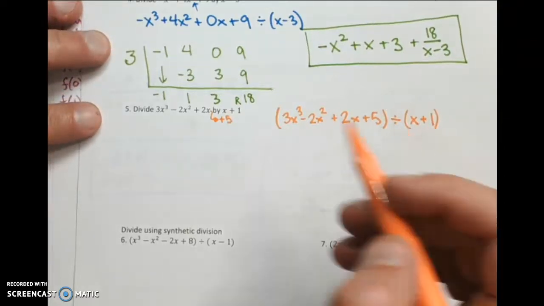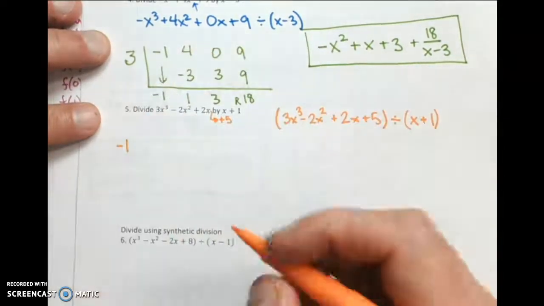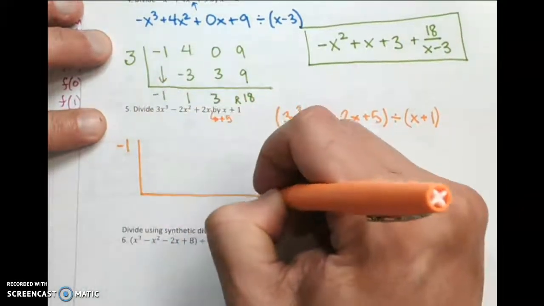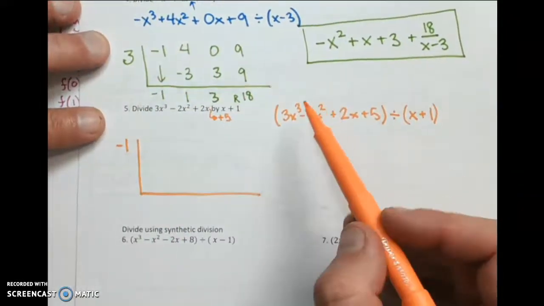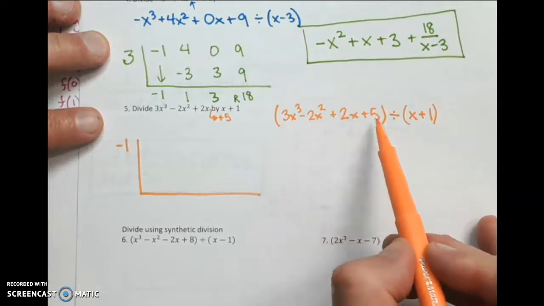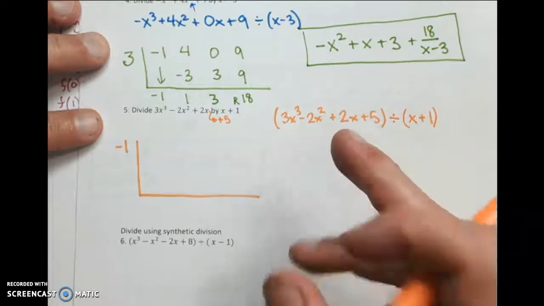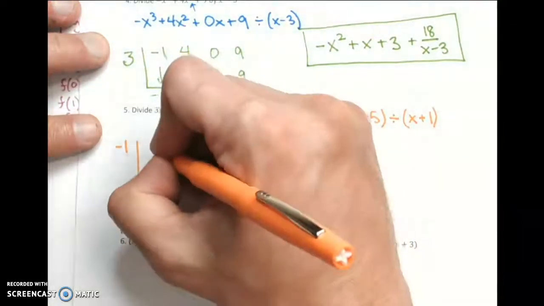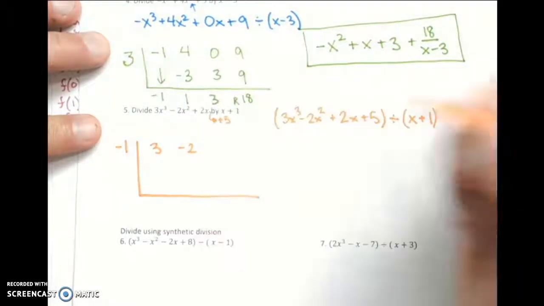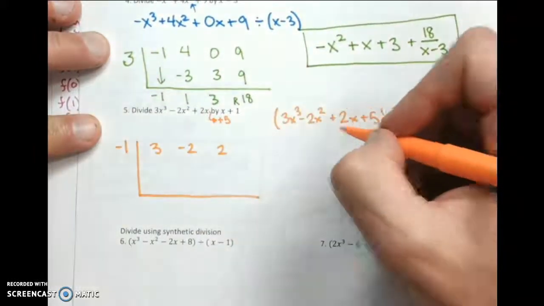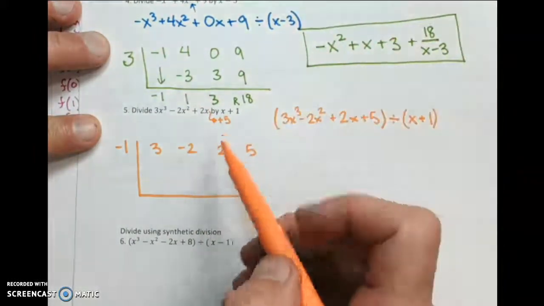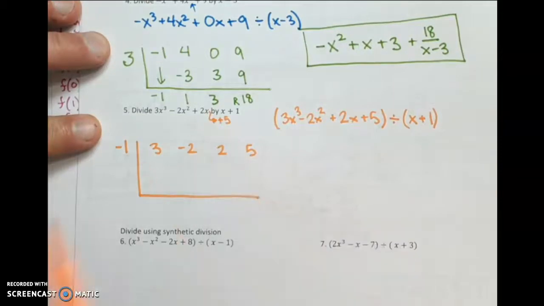Okay, so here I'm going to set this one up. You see how it's x plus 1? I'm going to put a -1 out in front. I'm going to make this L shape here. I'm going to take the coefficients of what's in here. It goes cubed, squared, power 1, power 0. I don't need to put a placeholder there. I just use 3, -2, 2, and 5. I did change it from here if you didn't get that.